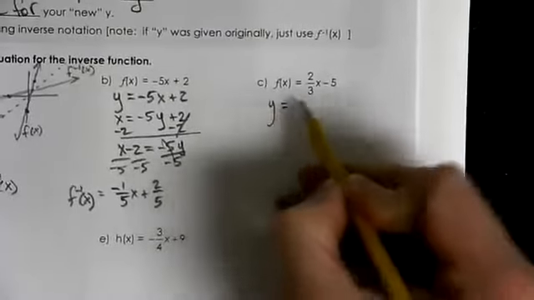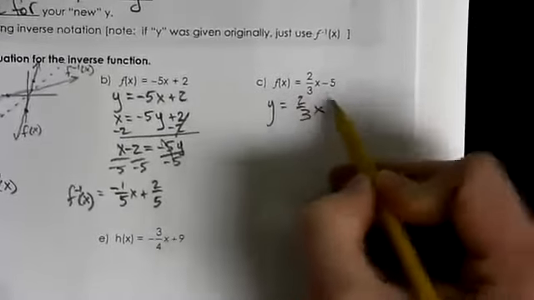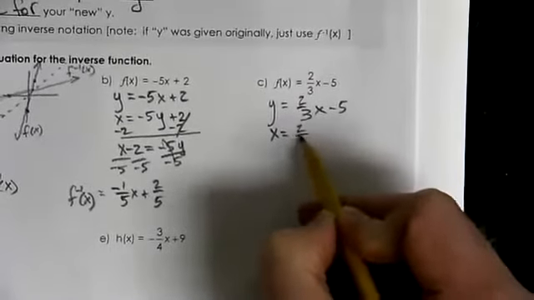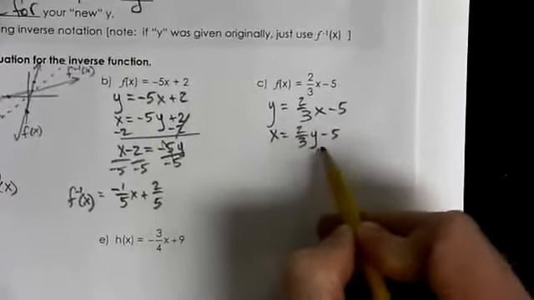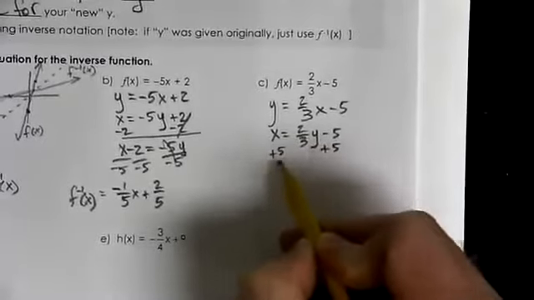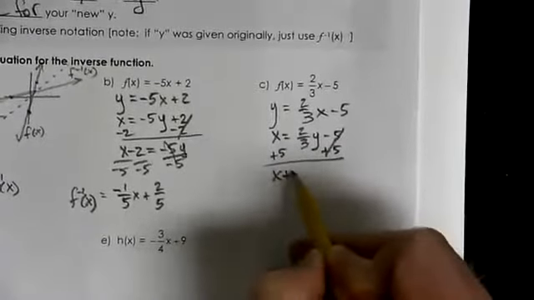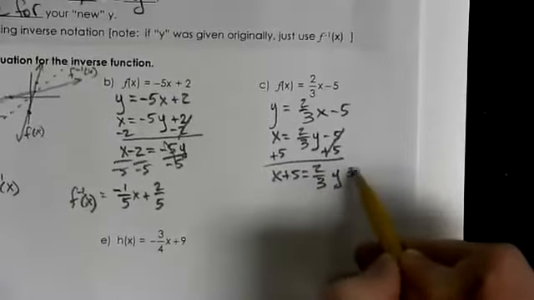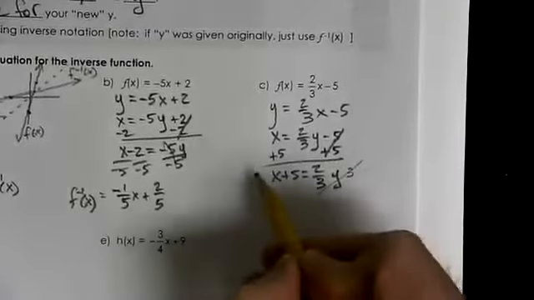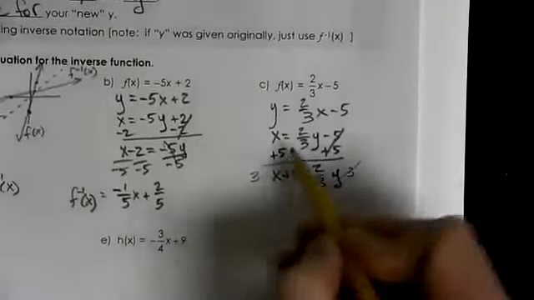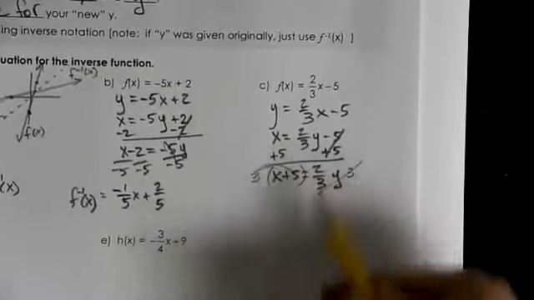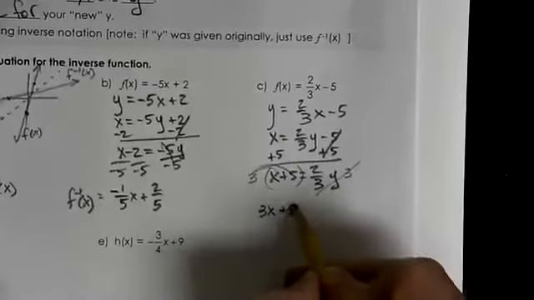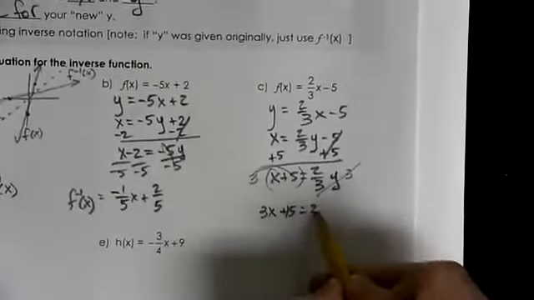Very similarly, we have 2/3 x minus 5. We switch our x and the y. So we add the 5 across. So this is x plus 5 equals 2/3 y. We would multiply by 3. And when we multiply by 3 on this side, we need to be sure to distribute that in. So that's going to become 3x plus 15. That's going to equal 2y.